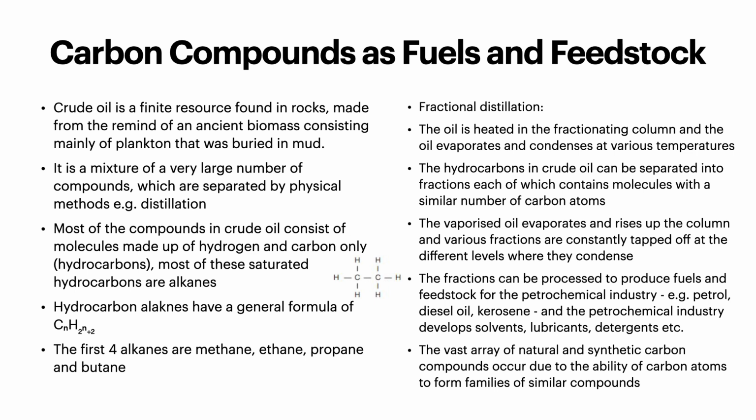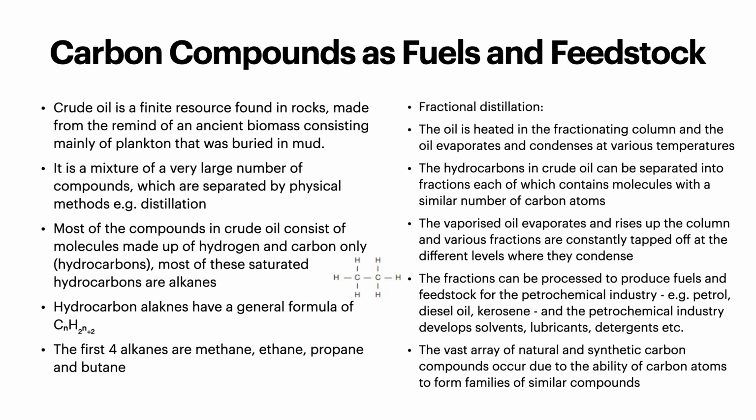The key example that you guys will need to know is distillation, which we will discuss in a little bit. Most of the compounds in crude oil consist of molecules made up of hydrogen and carbon only, known as hydrocarbons. Most of these are saturated, so these are called alkanes. You can see a little picture here. This is what your most basic alkane will look like. And hydrocarbon alkanes have a general formula of CnH2n+2.